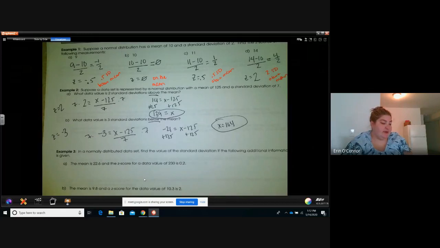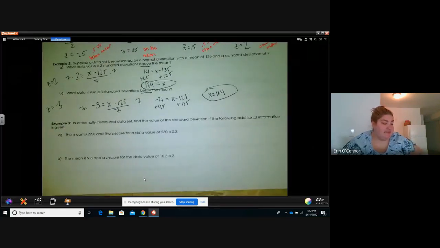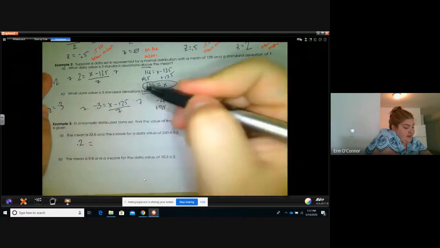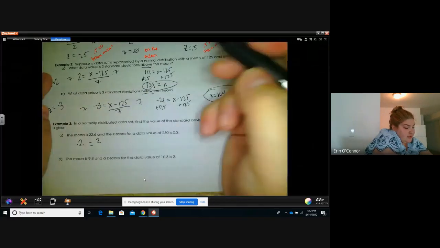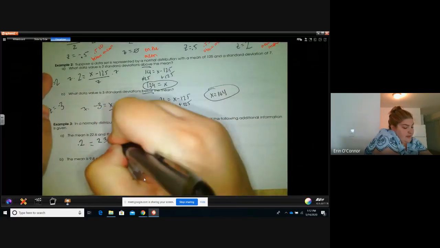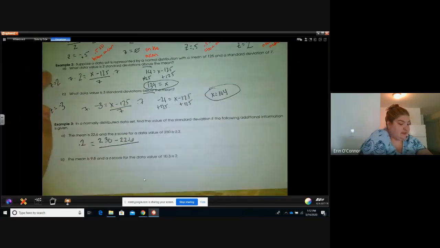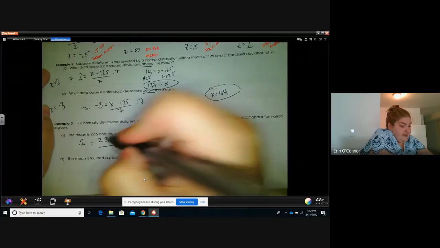All right, in example 30, in a normally distributed data set, find the value of the standard deviation if the following additional information is given. The mean is 22.6 and the z-score for a data value of 230 is 0.2. So the z-score is 0.2, the data value is 230, the mean is 22.6, and I need to find the standard deviation.